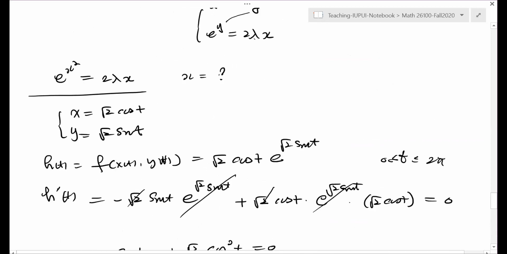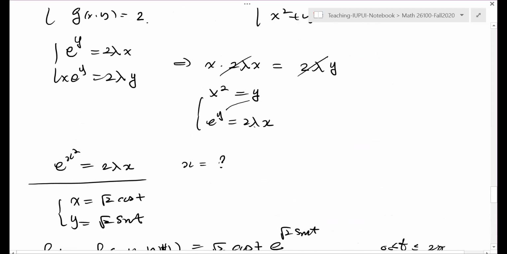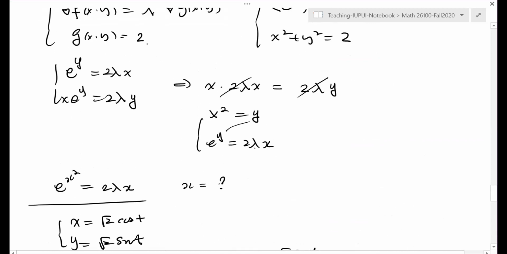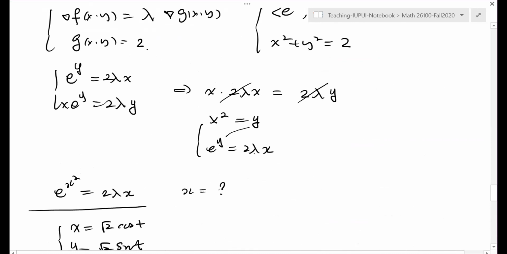If you can solve this equation, tell me, okay? E to the x squared equals 2 lambda x. I cannot express x in terms of lambda. Then you determine the lambda. It's not easy, okay? What you can do, try this is maybe, I don't think so. You can easily find out x and y, okay?